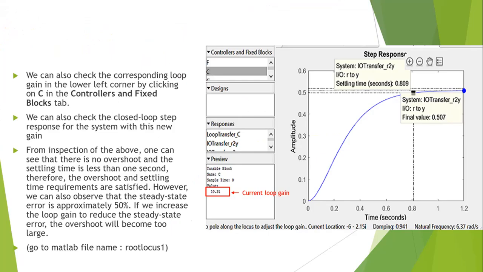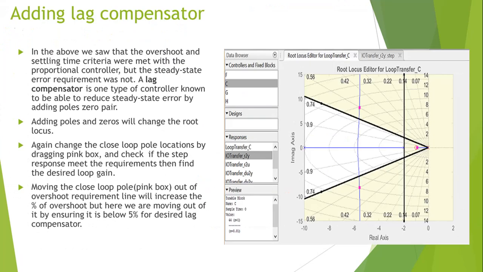However, we can also observe that the steady state error is approximately 50%. If we increase the loop gain to reduce the steady state error, the overshoot will become too large. In this result, the overshoot and settling time criteria were met with the proportional controller, but the steady state error requirement was not. Hence, we introduce a lag compensator and add poles and zeros.